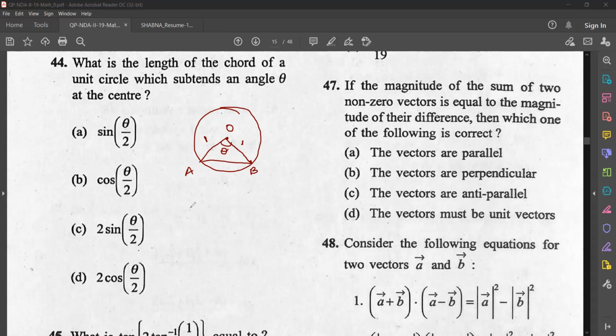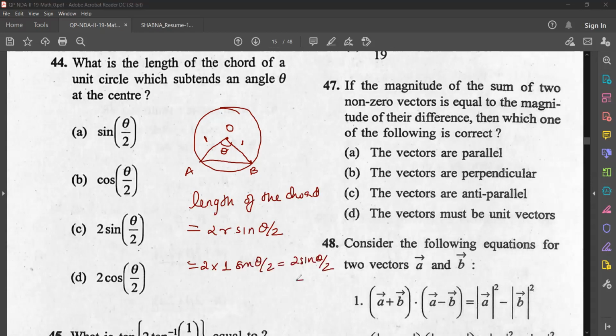Okay. So if you don't know, please write this formula. The length of the chord of a circle is 2r sine theta by 2. So that is 2 into r, which is 1, sine theta by 2. So here the answer is 2 sine theta by 2.